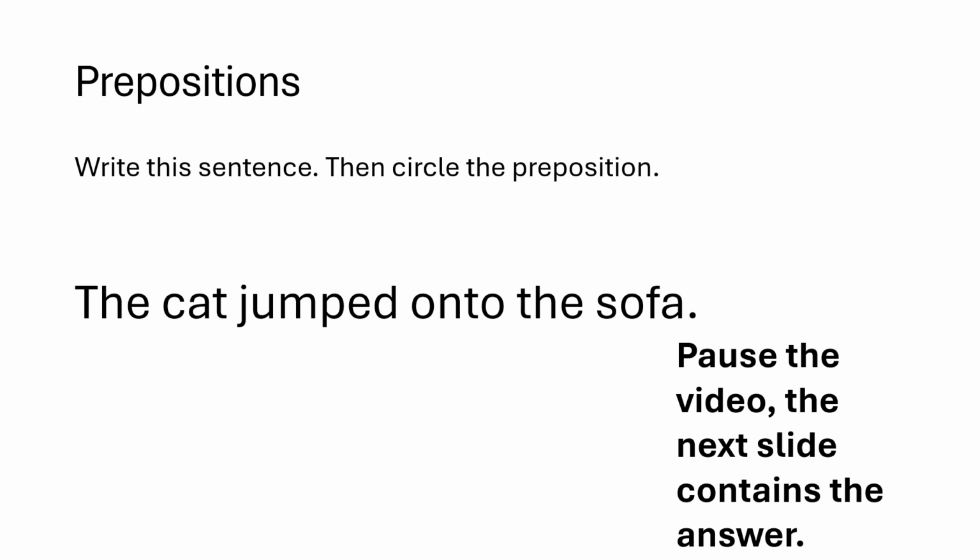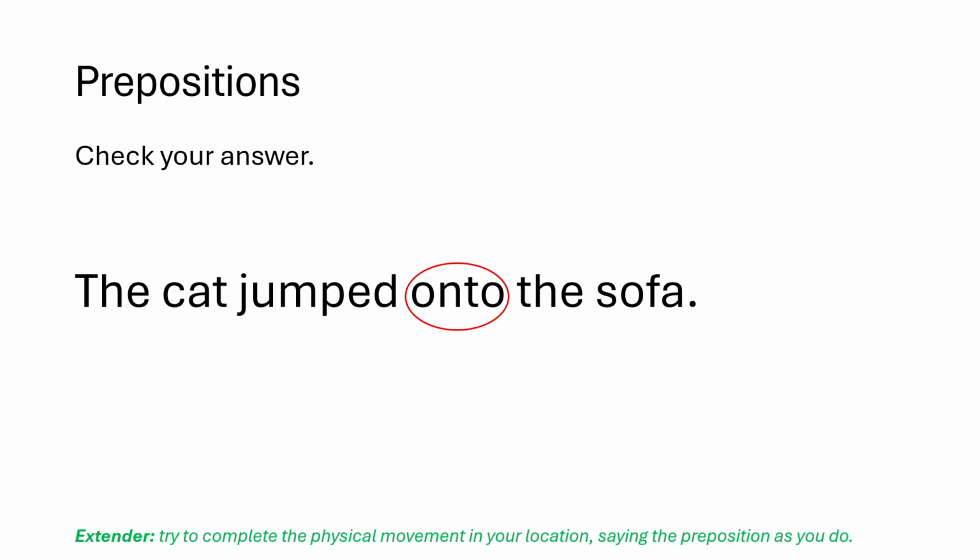Write this sentence, then circle the preposition. The cat jumped onto the sofa. Pause the video. The next slide contains the answer. Check your answer. The cat jumped onto the sofa. The preposition is onto.